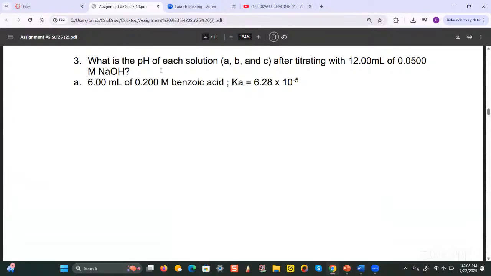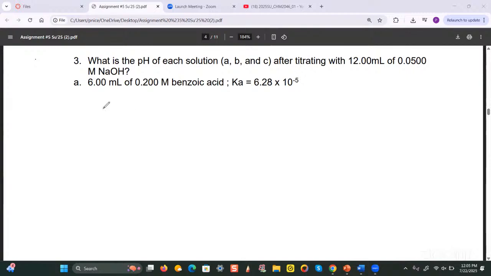This question says, what is the pH of each solution A, B, C after titrating 12 mL of a 0.0500 M sodium hydroxide solution? In A, the acid that you'll be titrating that solution with is 6 mL of a 0.200 M benzoic acid solution. They gave you the Ka value for benzoic acid, so you don't have to look that up. The first thing I would do is find the number of moles of each of the titrants, the sodium hydroxide and the benzoic acid.